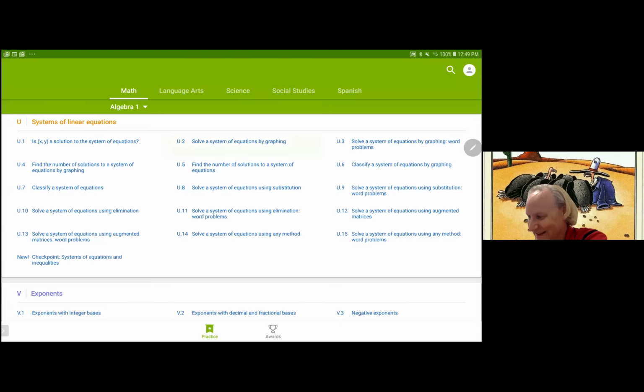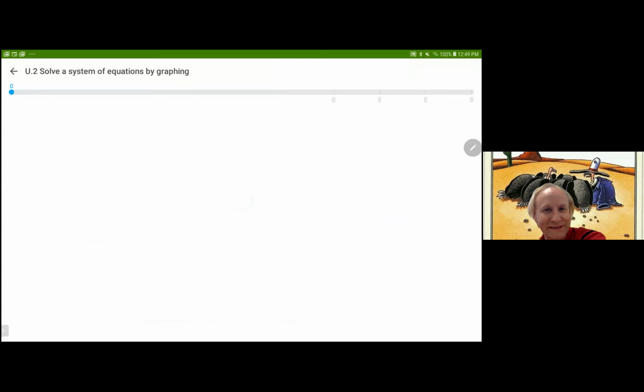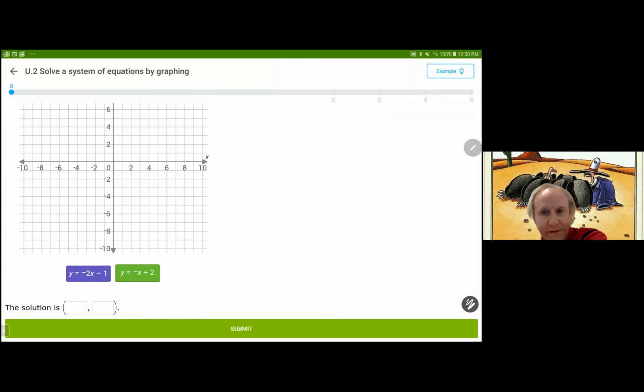Here it is. This is U.2, Solving Systems by Graphing. My first suggestion is that you scroll down to where your equations are listed, and they're listed by color. Now, I'm going to push on the one that I want to graph. I want to graph the purple one first, so I'm going to go through 0, -1, and then I'm going to count the slope. I'm going to go down 2 and over 1 from there.